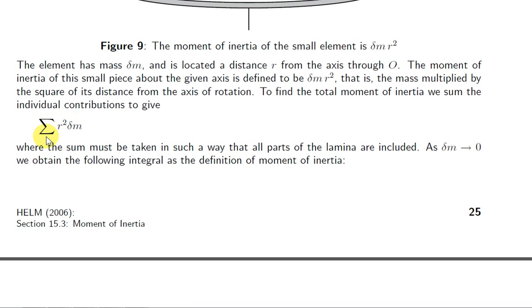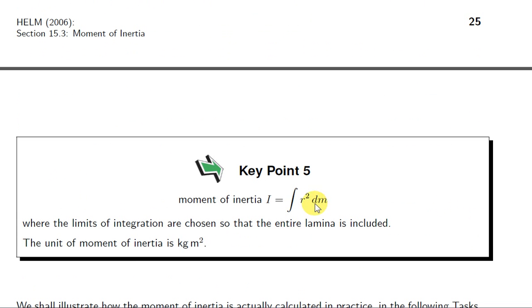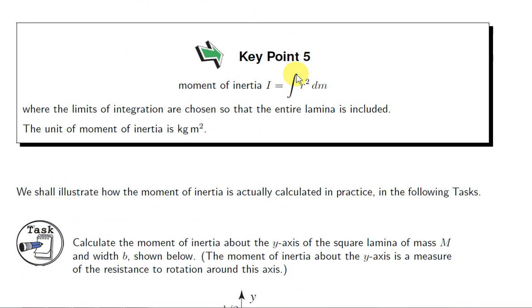As delta m goes to 0, the sigma, the summation sign, gets replaced with an integral, and delta m is replaced with dm. So here's the definition of the moment of inertia. It's denoted by capital letter I. We must make sure that the limits of this integration are chosen so that the entire lamina is included.